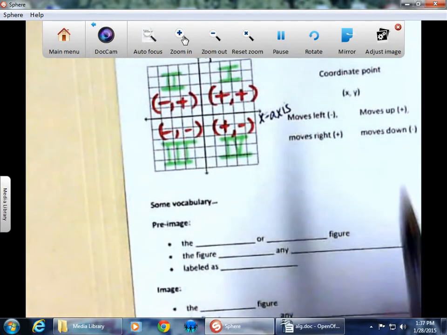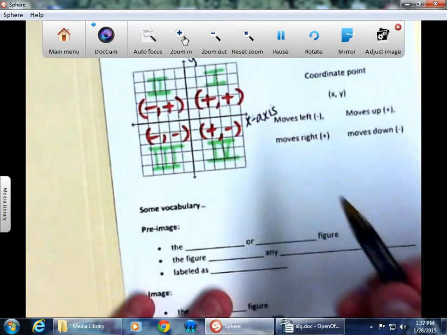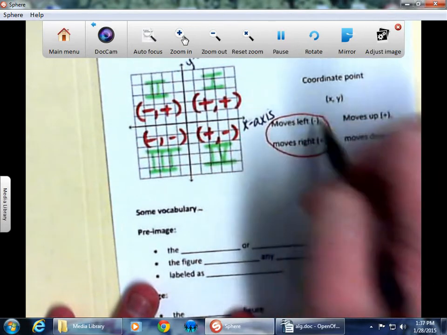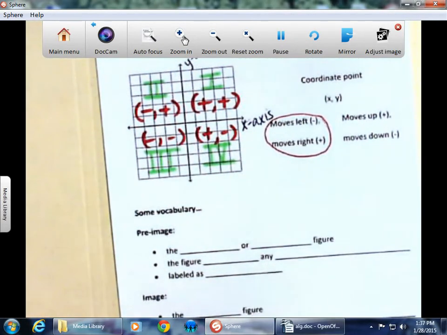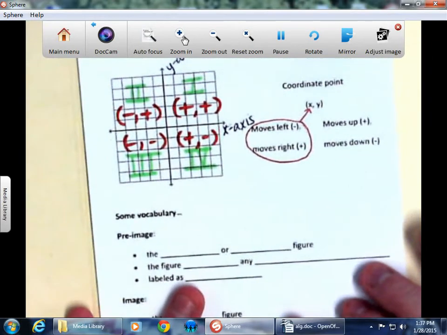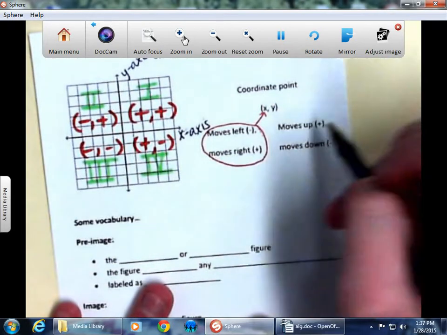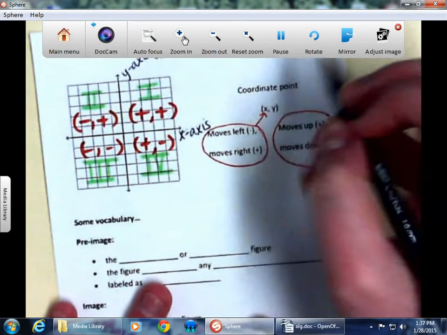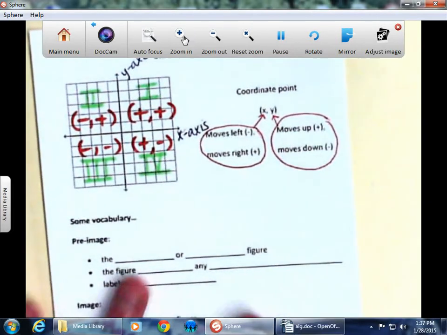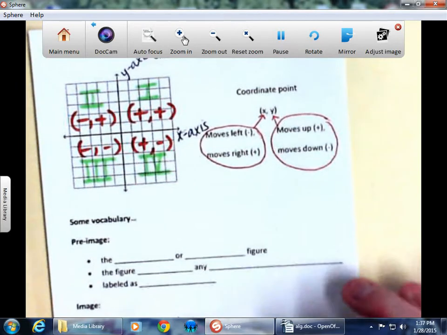The other thing over here, you have a coordinate point. It is x and y. So I want you to circle this first thing right here. Moves left and moves right. That is your x value. So draw an arrow from that to your x value. Remember, left is if it's negative, right if it's positive. Then this one over here that moves up and moves down, that is your y value. So up is positive, down is negative. So those are just some reminders about some old things, but you're going to need them for this unit.